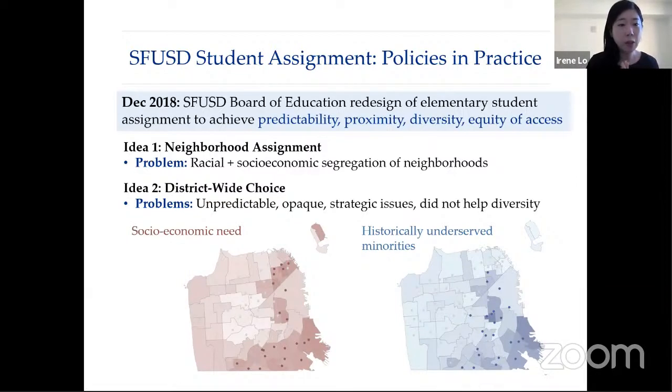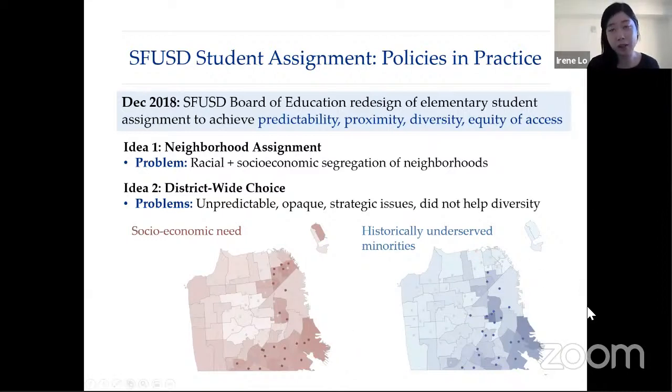And then if you look at what was happening after school choice, I've also highlighted here, these brown dots are the schools with the highest percent of students with high socioeconomic need. So you can see the brown dots are lying exactly where the dark neighborhoods are.